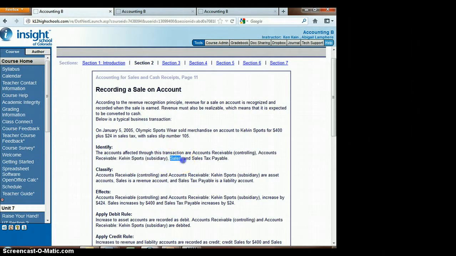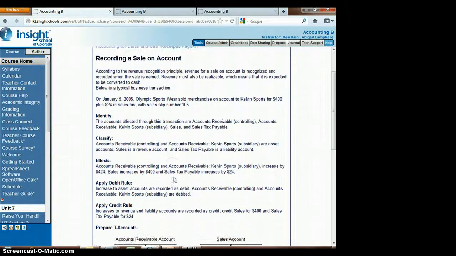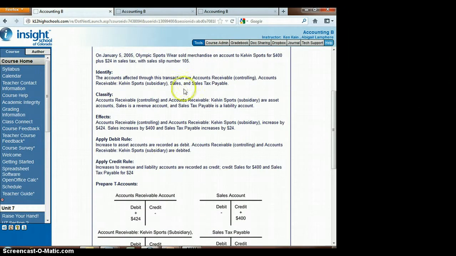Then we also have our sales account and then a sales tax payable account. Okay, so we're working with 4 different accounts in this one transaction. So now we need to classify what type of accounts each of these are. So our accounts receivable, controlling and subsidiary, they're both considered asset accounts. Okay, that should be familiar to you. We worked with accounts receivable before, and they're always considered asset accounts.